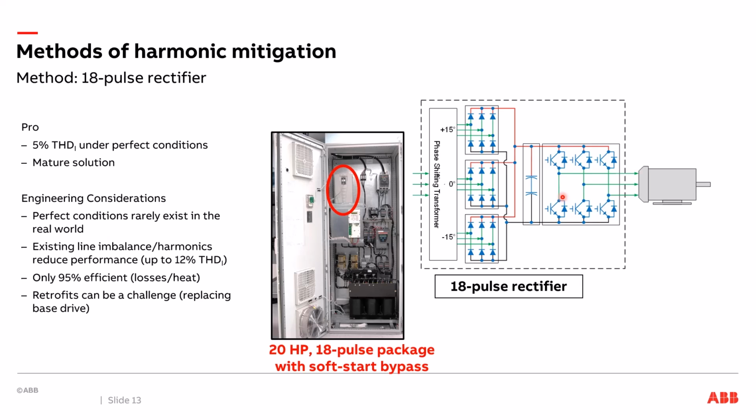Also, of all the different solutions that I'm going to talk about today, this is the least efficient. And it's really because of the fact that instead of having 6 diodes, I got 18 diodes, and I've got this big phase shifting transformer, and I may also have balancing reactors in here too. So there's other things that really impact the overall efficiency of it.